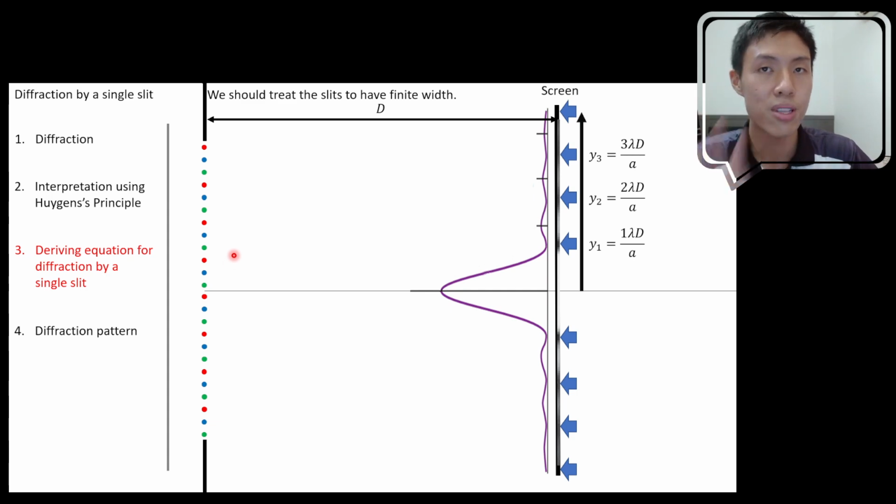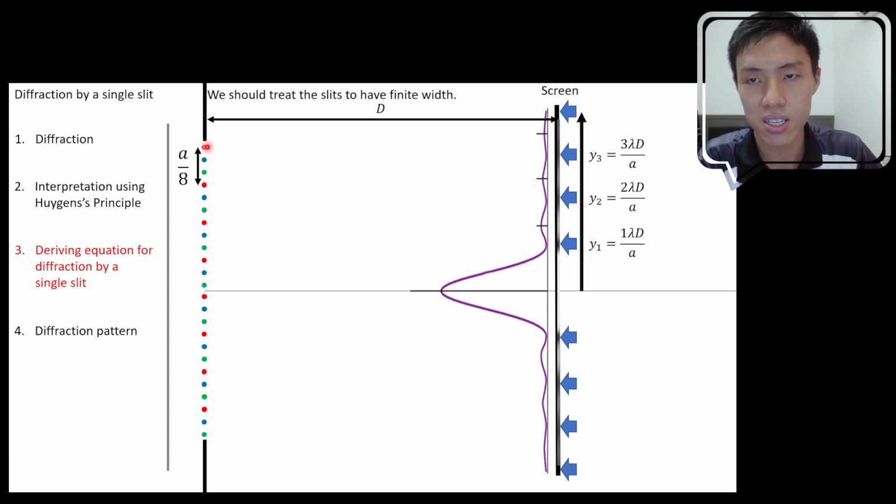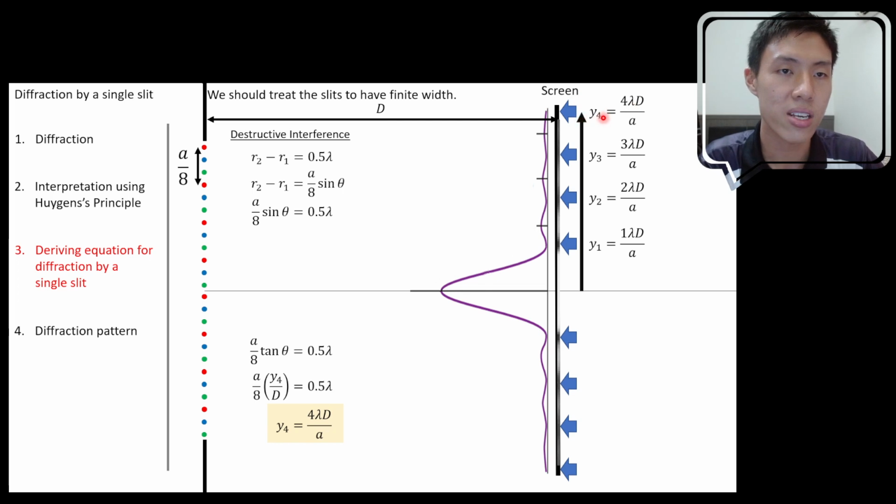So at the end, everybody finds their pair, nothing reaches here. So it's a dark fringe as well. Go through the derivation. This one is getting the slit a divided into 8 parts, right? So a divided by 8. So if you go through the derivation, you get 4 lambda d/a. So this one will be y4 is equal to 4 lambda d/a.